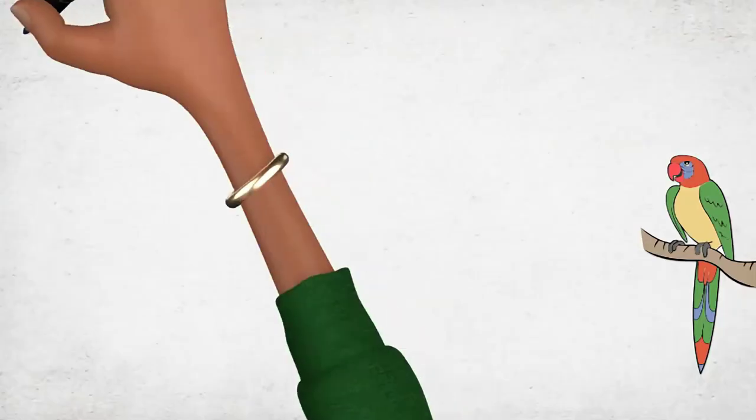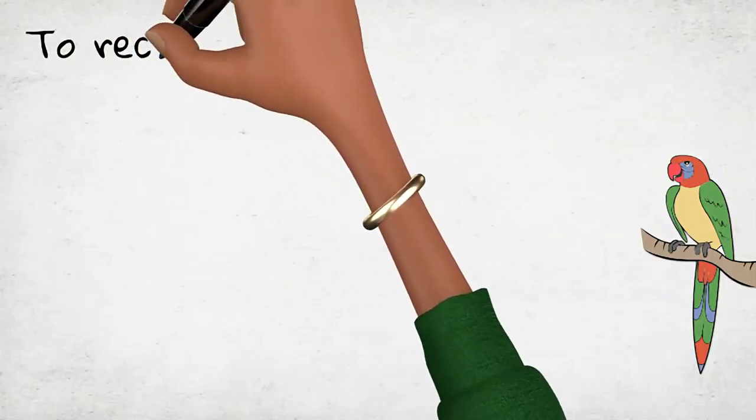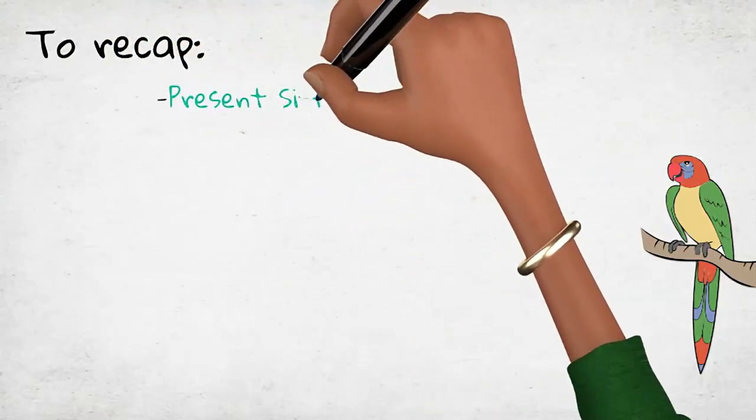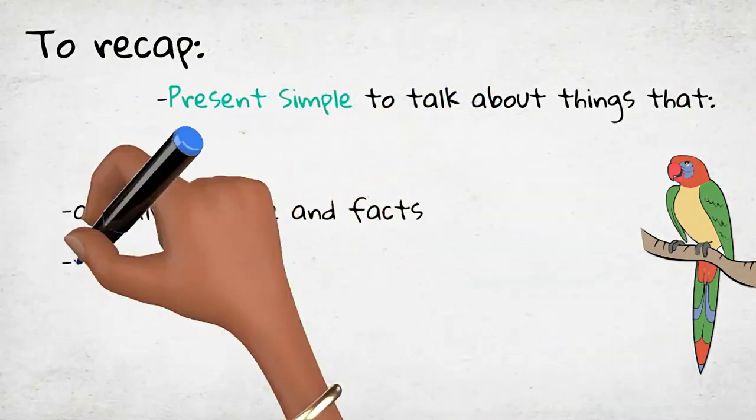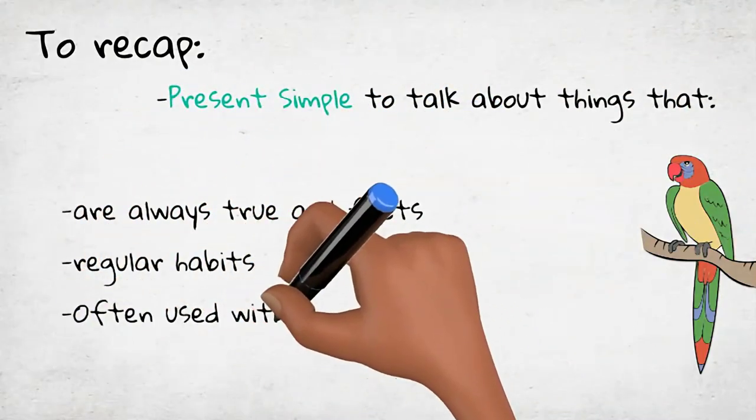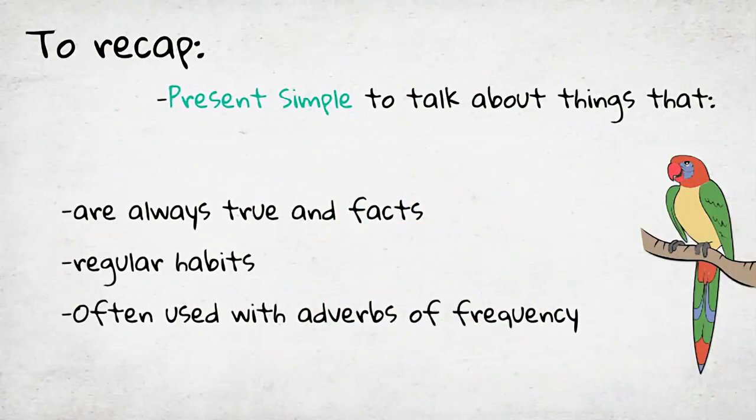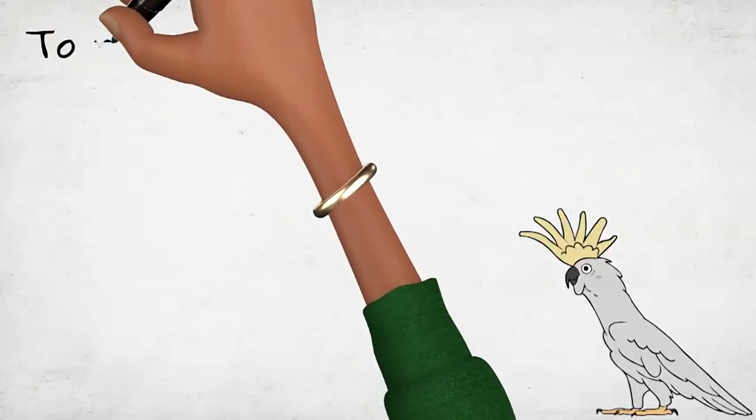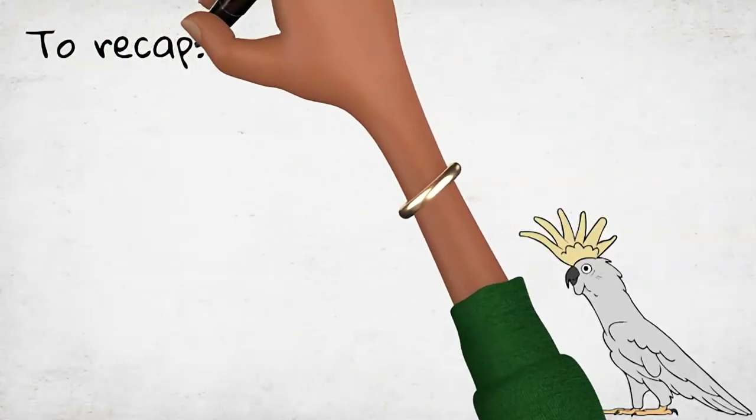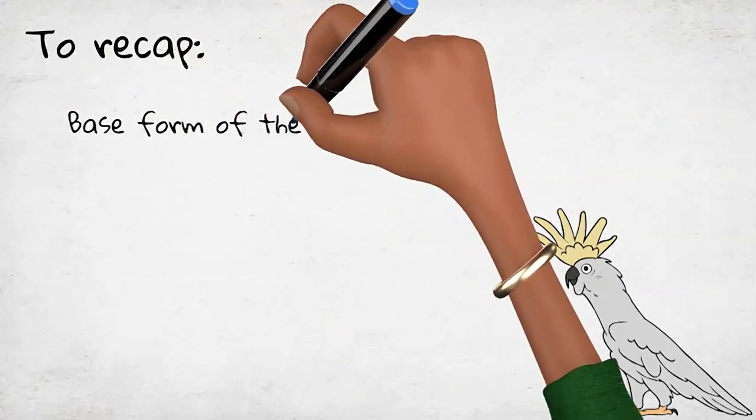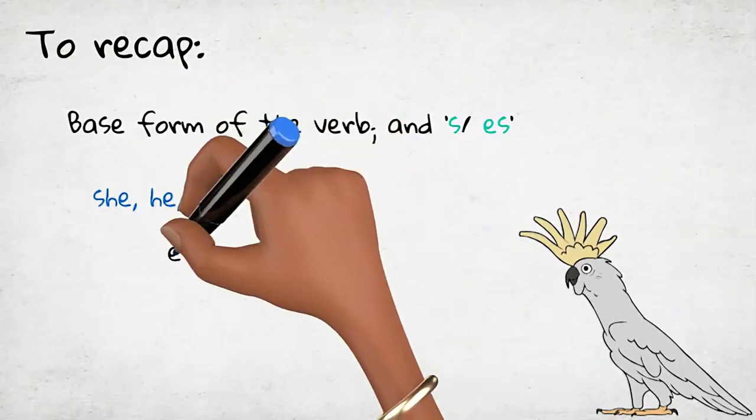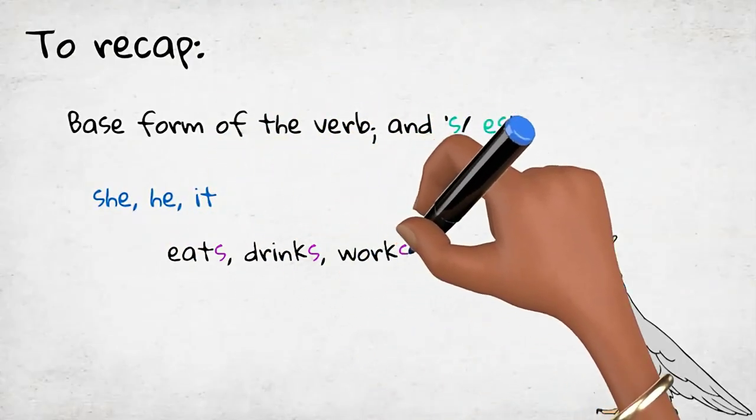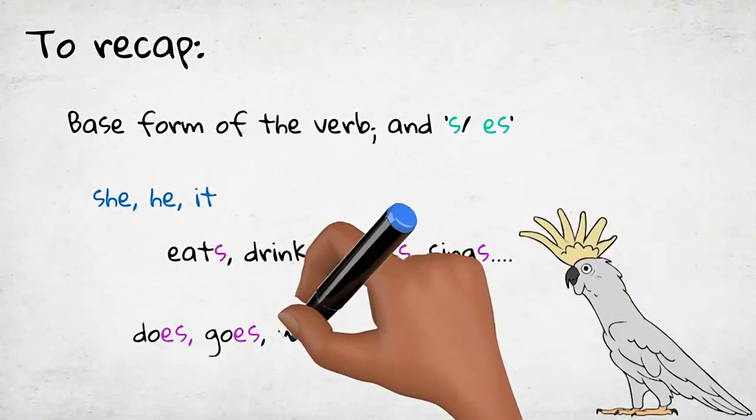So that's it. To recap, we use the present simple to talk about things that are always true and facts, regular habits, and we often use them with adverbs of frequency. Not always, but sometimes, often, usually. And it's also the base form of the verb, and with s and es in the third person singular. She, he, it, as in eats, drinks, works, sings, with the spelling rules, does, goes, watches, studies.